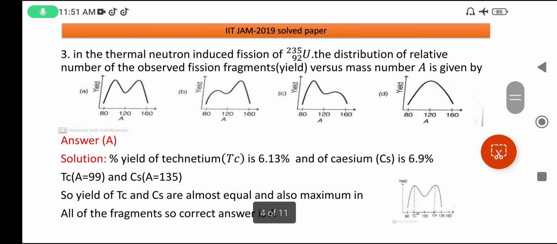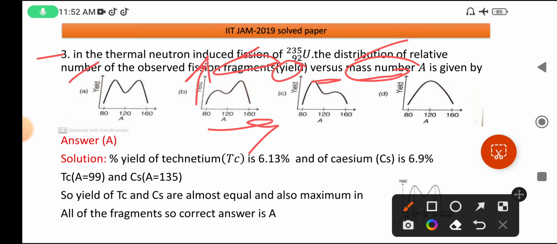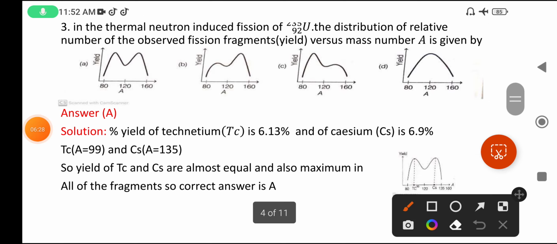Next question. In the thermal neutron induced fission of uranium-235, the distribution of the relative number of observed fission fragments, the yield, versus mass number A is given by which diagram? Fragment yield is taken on this side and mass number on this side. For thermal neutron fission of uranium-235 we have to show the relation. So here the answer is A.